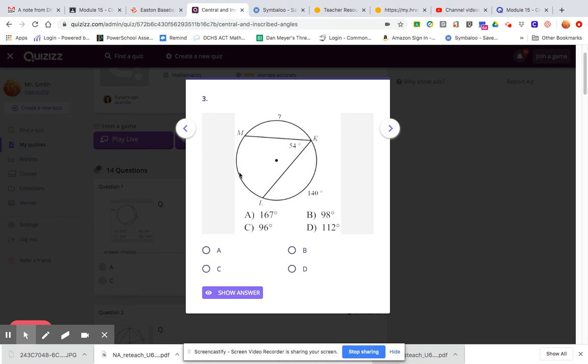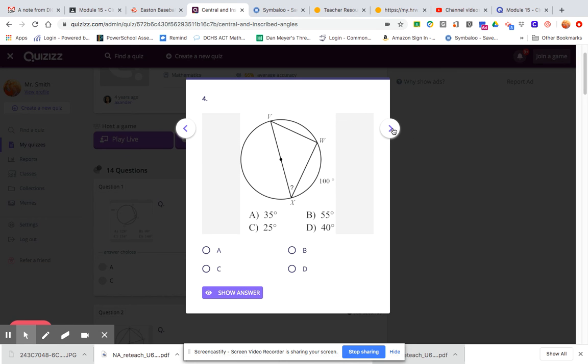So if I know arc ML is 108, and then arc LK is 140, so it's 108 plus 140, that's 248. And I know a complete circle, if I go K to M to L all the way back around, has got to be 360. So I'm going to take that 108 plus that 140, all right, 248, and subtract from 360. So 360 minus 248 would be 112.